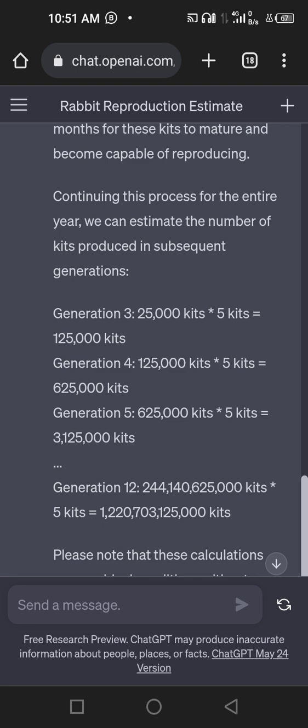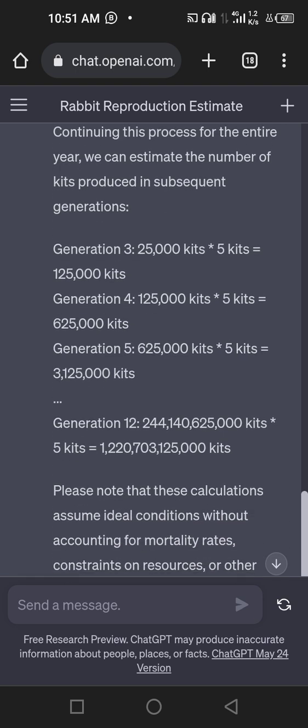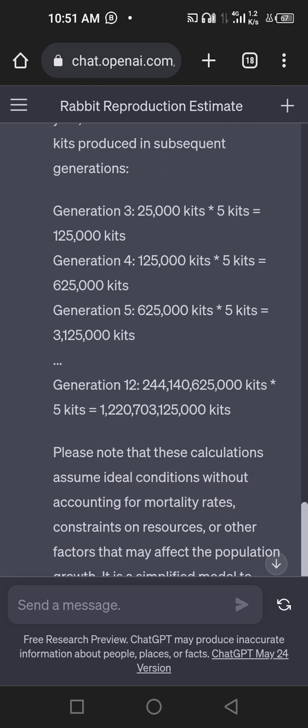It's amazing. This just shows that rabbitry is really, really profitable if you do it the right way and you start with the right number. In fact, what am I saying, right number? There is no right number to start. It depends on how much you want to produce. So it depends on you.